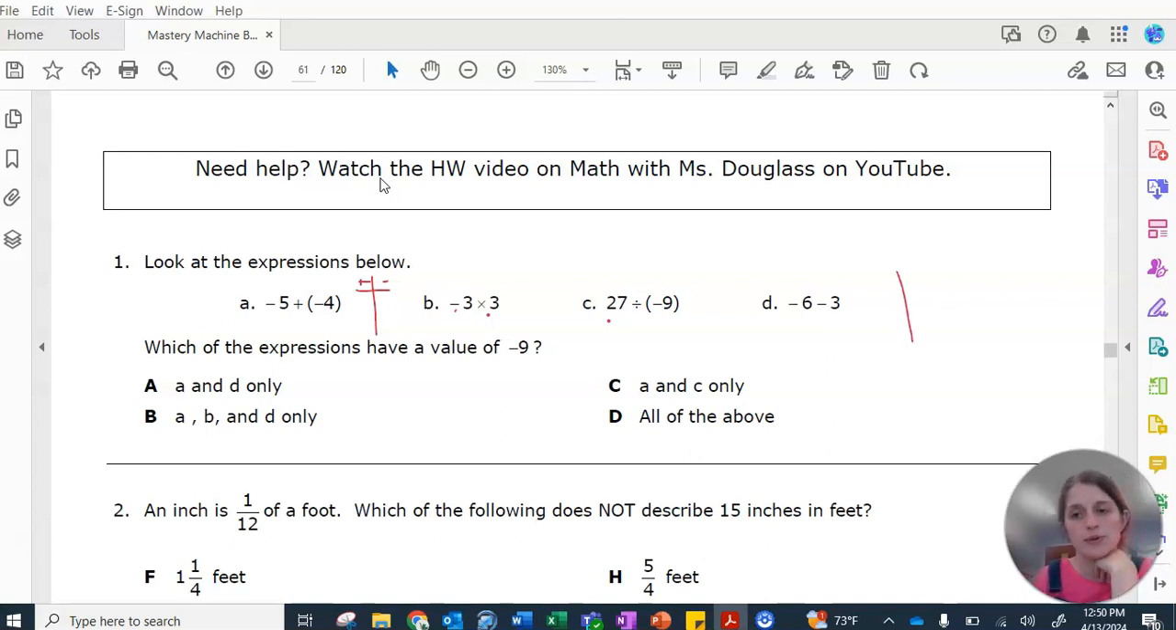For D, remember that subtraction is basically addition of integers. So you can use the same thing and say, oh, I have 6 negatives because they see that minus sign, and I have 3 negatives because a minus sign is the same thing as a negative sign. So you need to figure out which ones have a value of -9.